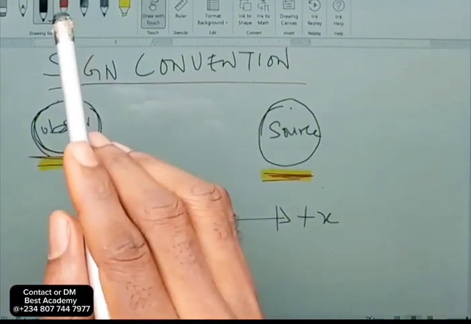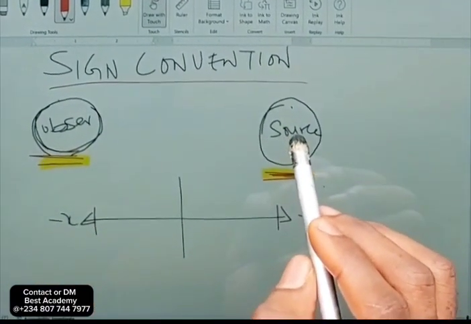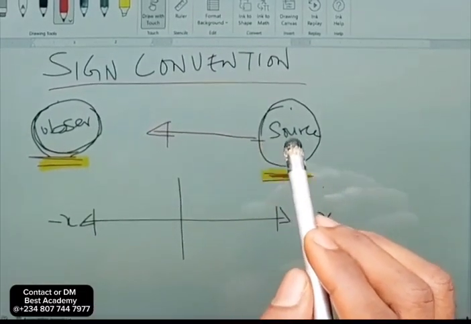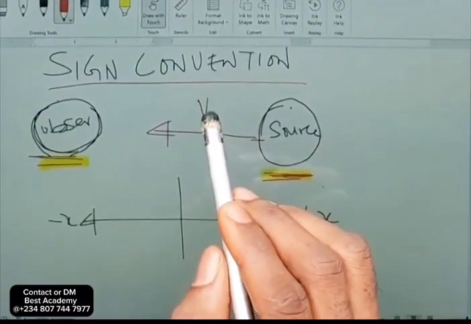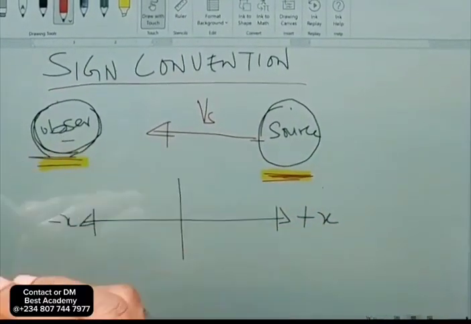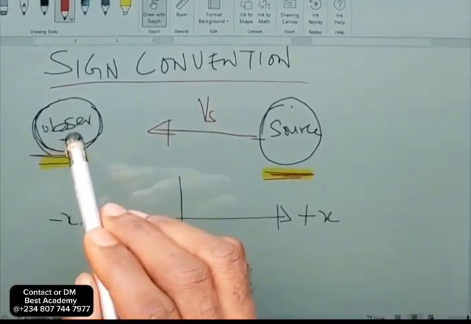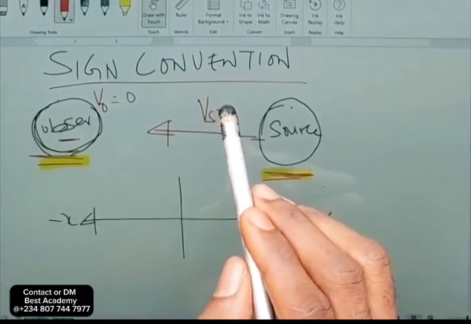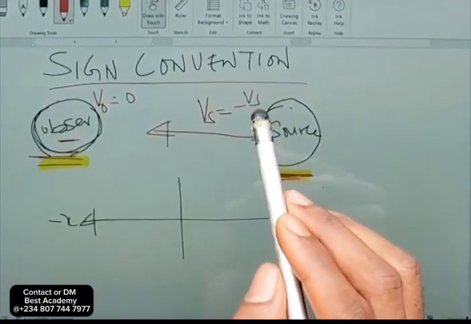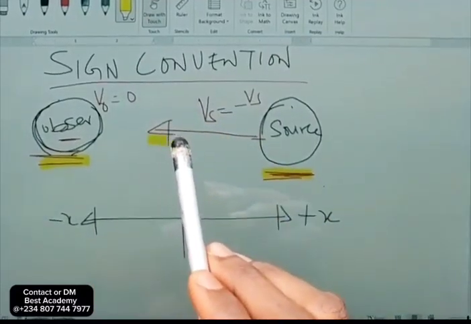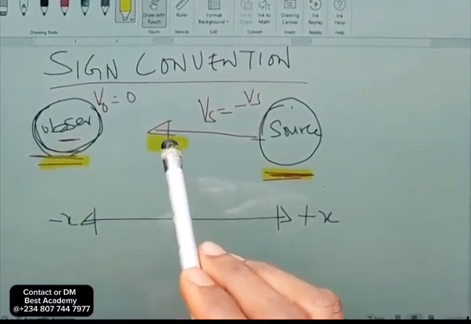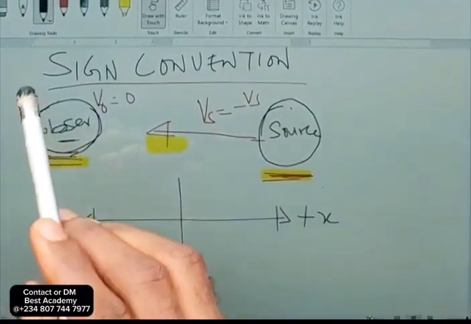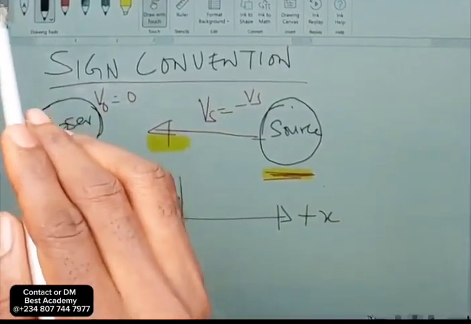So if the source is moving towards the observer, the velocity moving here is the velocity of source, while the observer is stationary. That means v naught will be equal to 0. So our vs is going to be equal to minus vs. Why is it minus? Because the direction is at the negative part. Please take note. So now let's take the first sign convention here. Number one.